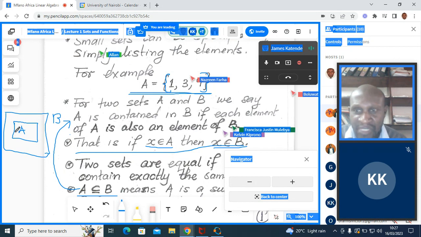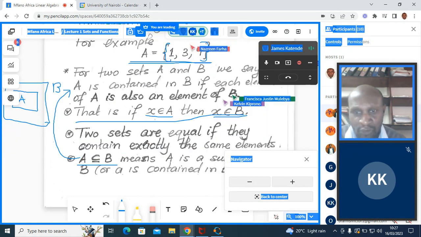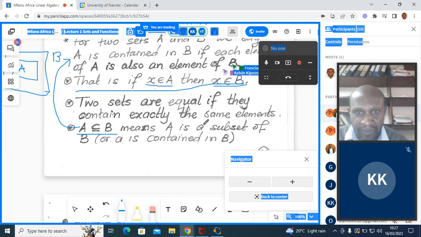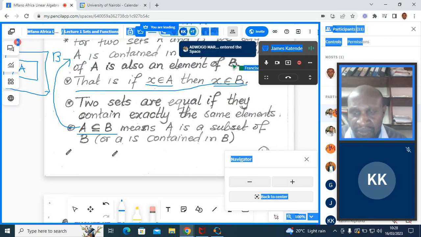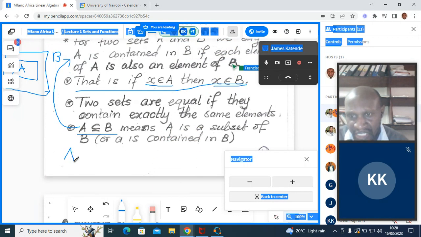So in that case, we say that A is a subset of B. So we can say two sets are equal if they contain exactly the same elements. One way to check that two sets are equal is to check two conditions. The following two conditions will help you check if two sets are equal.